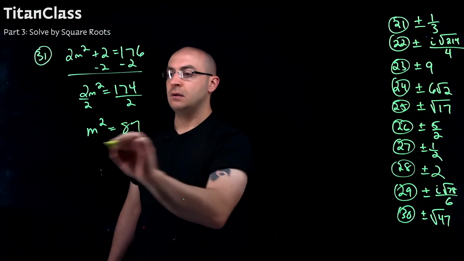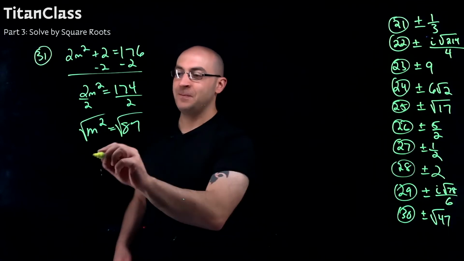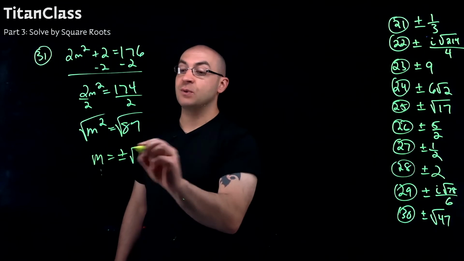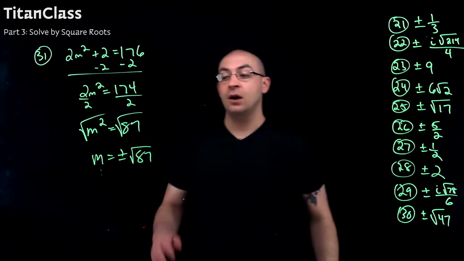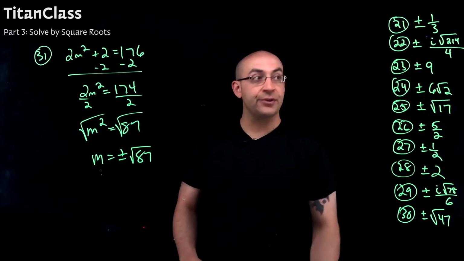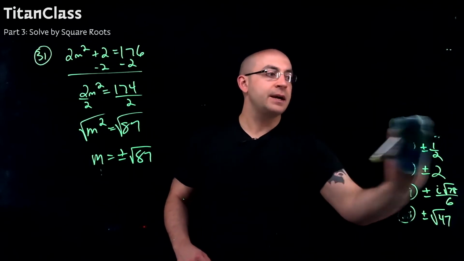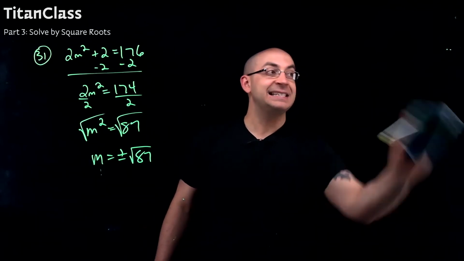87. We'll square root both sides. Sometimes when these numbers come up, my brain doesn't work. m is going to equal plus or minus the square root of 87. 87 is not a perfect square, nor does it have a perfect square factor. I can't factor that any further. So number 31 in this new set is going to be plus or minus the square root of 87.